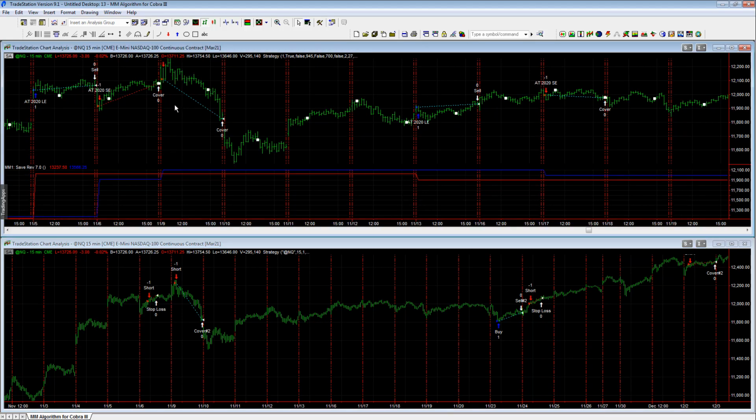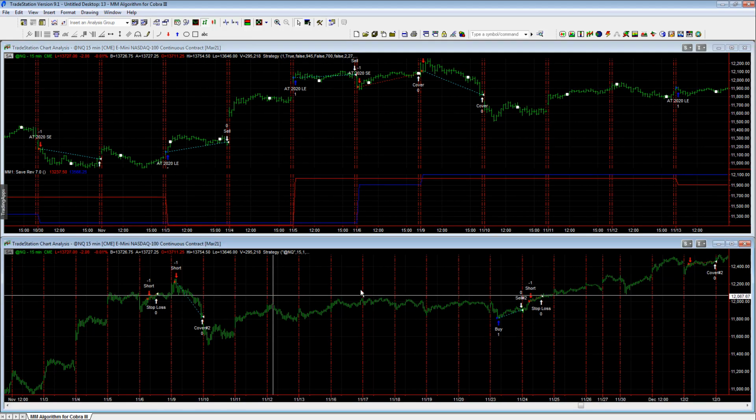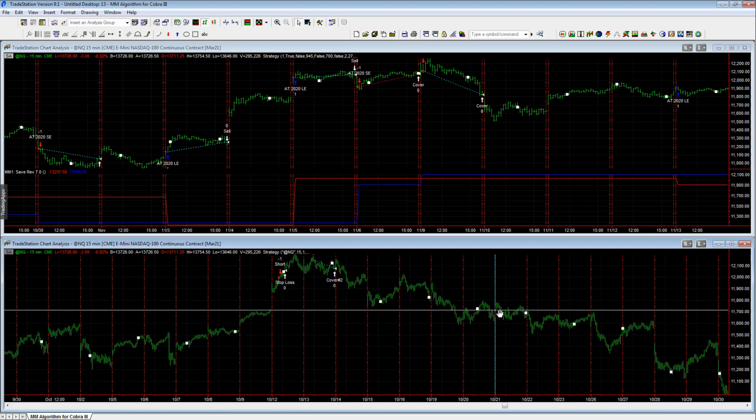So this is a quick way to test strategies for delayed entries to get in at better prices. You could then maybe go back and reprogram your strategy if you wanted to, or just use the money management algorithm to trade it. But this is an approach to take.